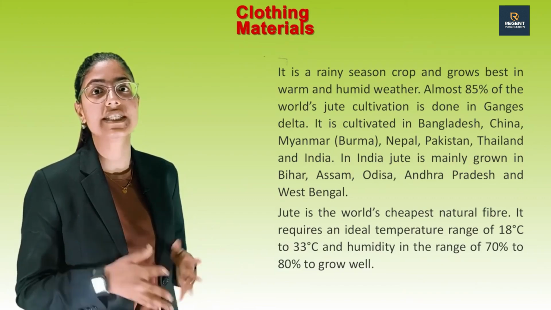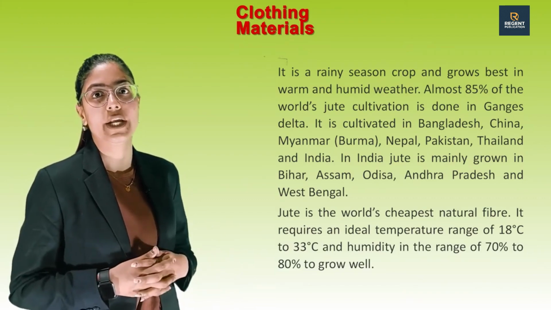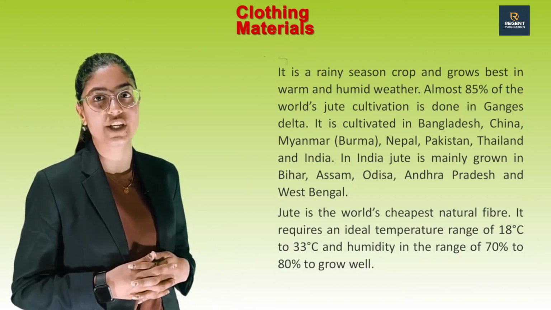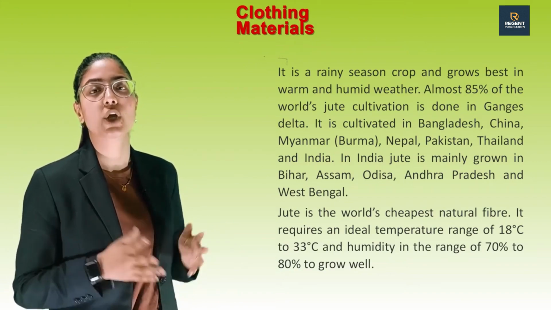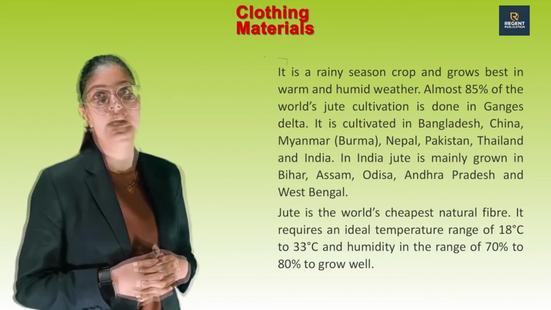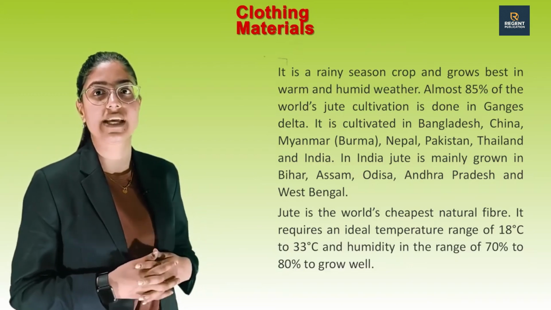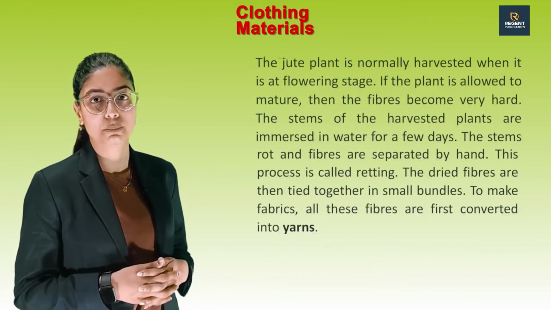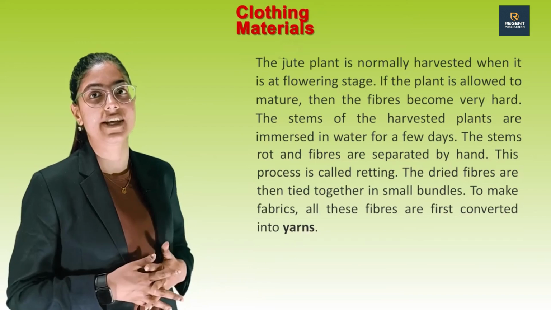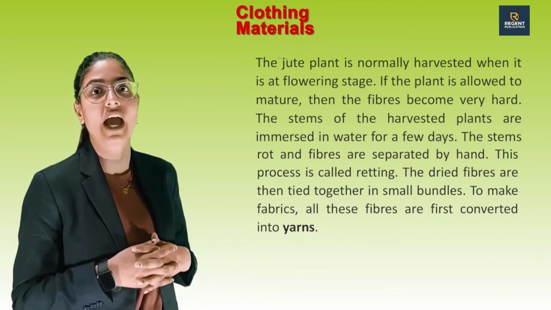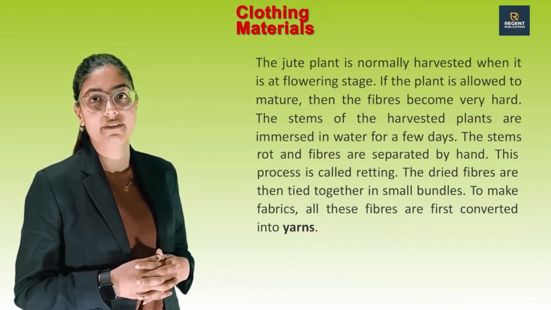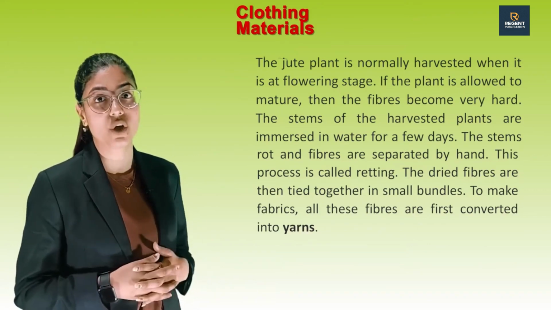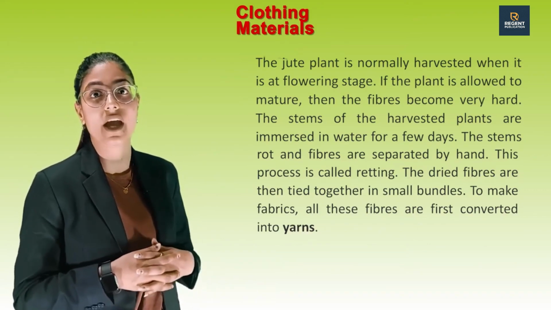Jute is the world's cheapest natural fiber. It requires an ideal temperature range of 18 degrees Celsius to 33 degrees Celsius and humidity in the range of 70% to 80% to grow well. The jute plant is normally harvested when it is at the flowering stage. If the plant is allowed to mature, then the fiber becomes very hard.